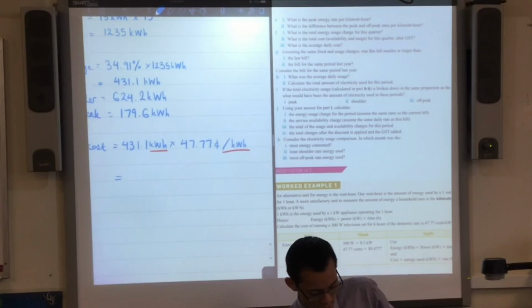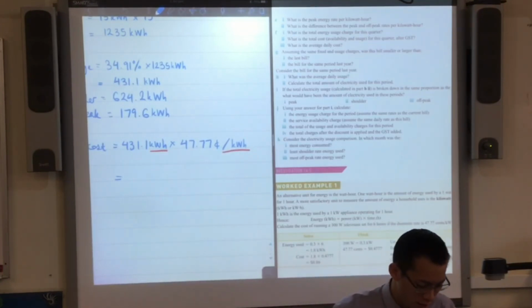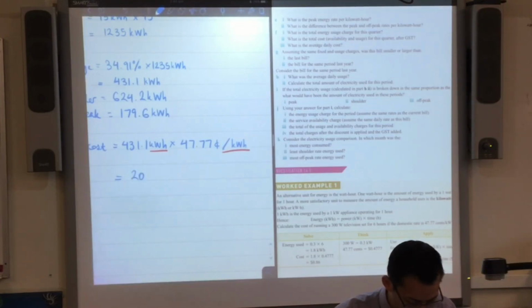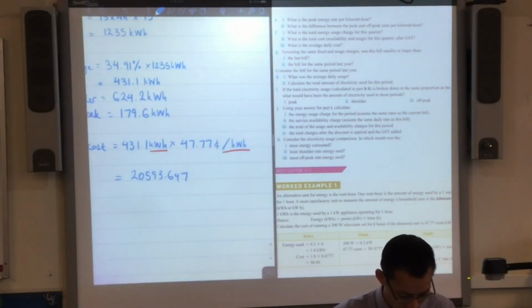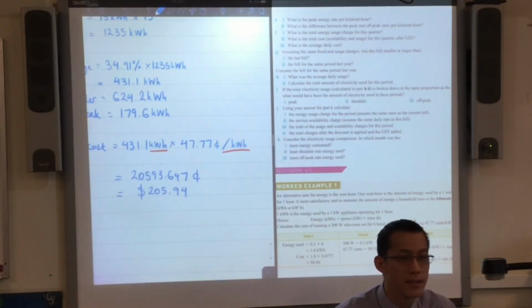Calculator. Okay. It's not unreasonable to turn this into dollars. So if you did that, that's fine. 431.1 times all the costs together in one. You can do them all in one hit. That's fine. So I have 20593.647. What are my units? I haven't done any conversion. That's cents, right? Yes. So now I'm going to write dollars on the next line. That's $205.94. Is that okay?